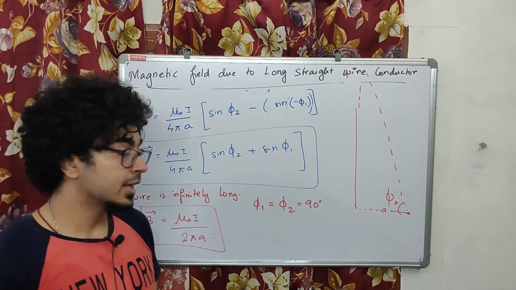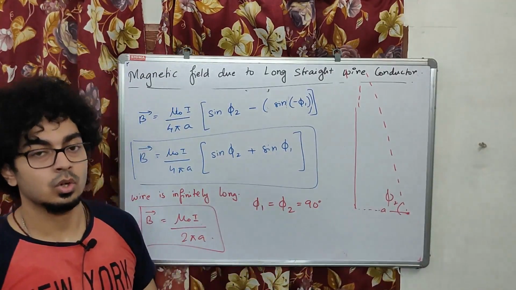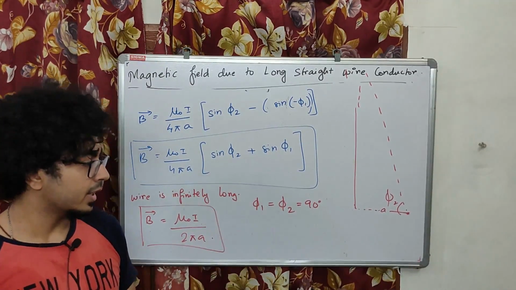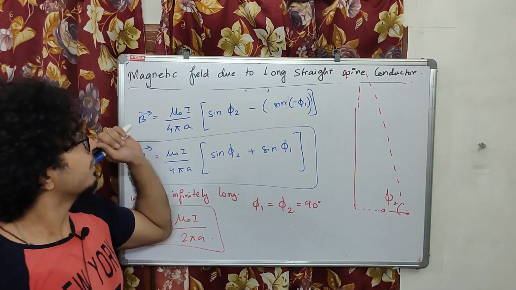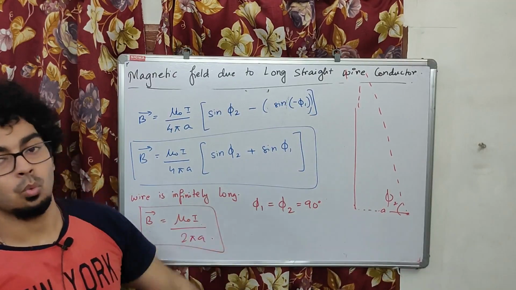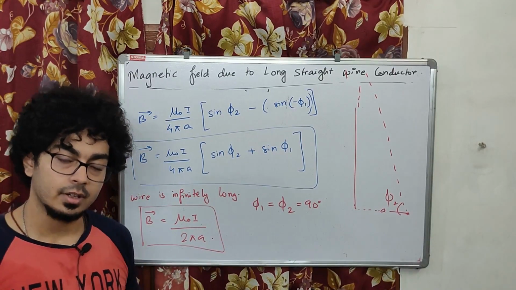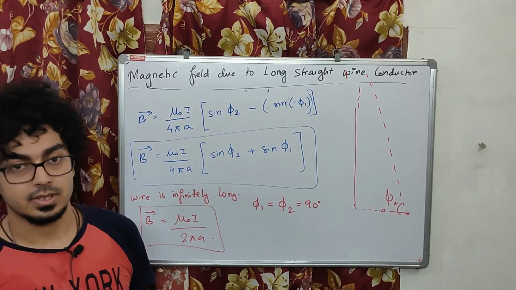Got it? Clear? If you have any doubt about all these things, you can write to me in the comment section. So this is the formula of the magnetic field due to a long straight wire conductor. Got it? Any doubt? Write to me in the comment section.